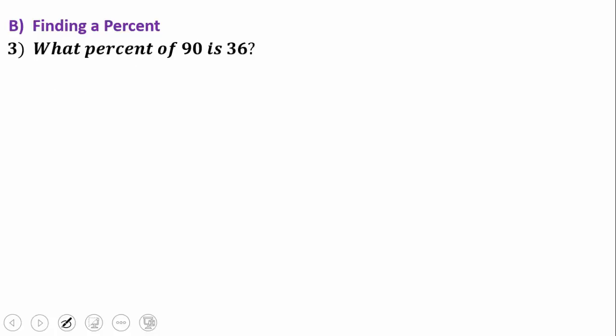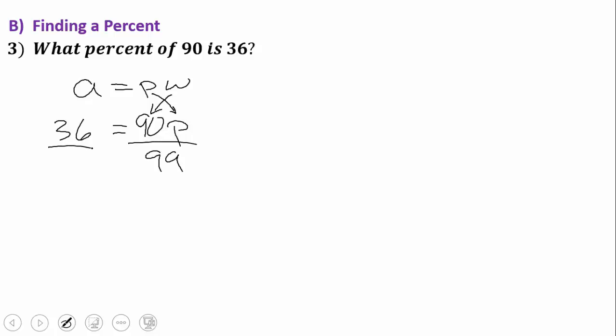Find the percent. All right. So this time, A equals percent whole, A equals PW. And what percent? Well, we don't know. That's my variable, P. Of 90, well, 90 is my W. So I'm writing them this way because I like to write my variable last. And then 36 is. Well, we just figured this out a second ago. We said 36 was what percent of 90? Oh, there you go. So when I take this and I divide by 90 on both sides, 36 divided by 90 is 0.4. So 0.4 equals P, so it's 40%.